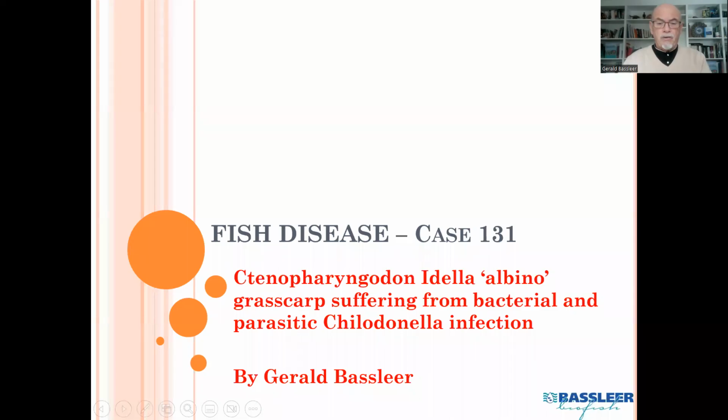Today it's for the cold water specialists, the people who have a pond or keep grass carp. It's not usual I have these kinds of cases, but it was a case of albino grass carp. The scientific name is Ctenopharyngodon idella. That's a beautiful name. But this one was suffering badly from a bacterial and parasitic Chilodonella infection. I'll show you my findings in the following screens with videos and observations of the fish.